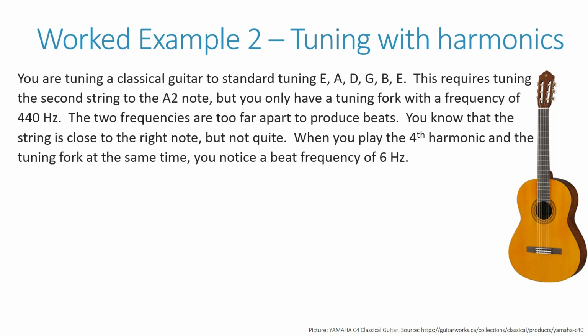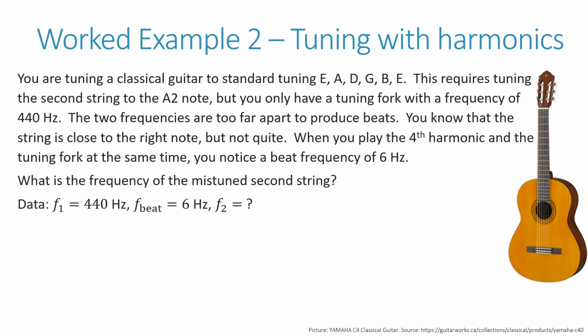And the two frequencies are too far apart to produce beats. Well, you know that the string is close to the right note, but it's not quite there. Now, when you play the fourth harmonic and the tuning fork at the same time, you notice that there's a beat of 6 Hertz. What do we do? And what is the frequency of the mistuned second string?